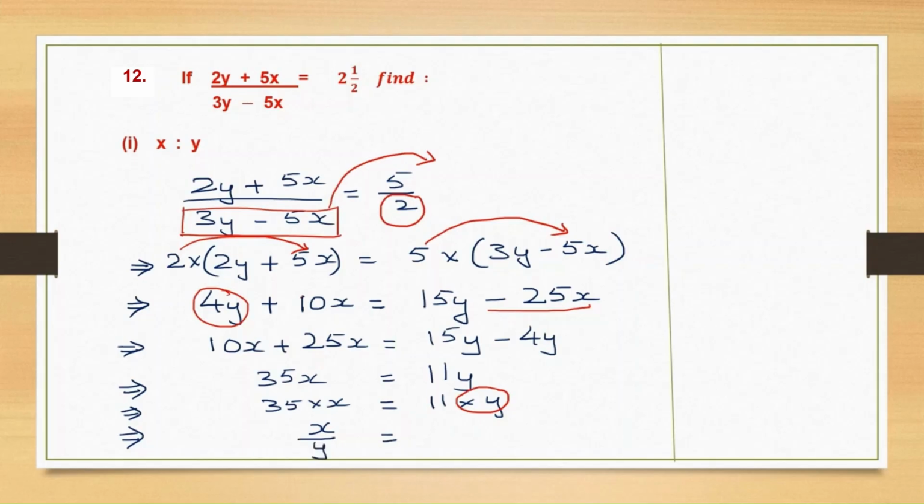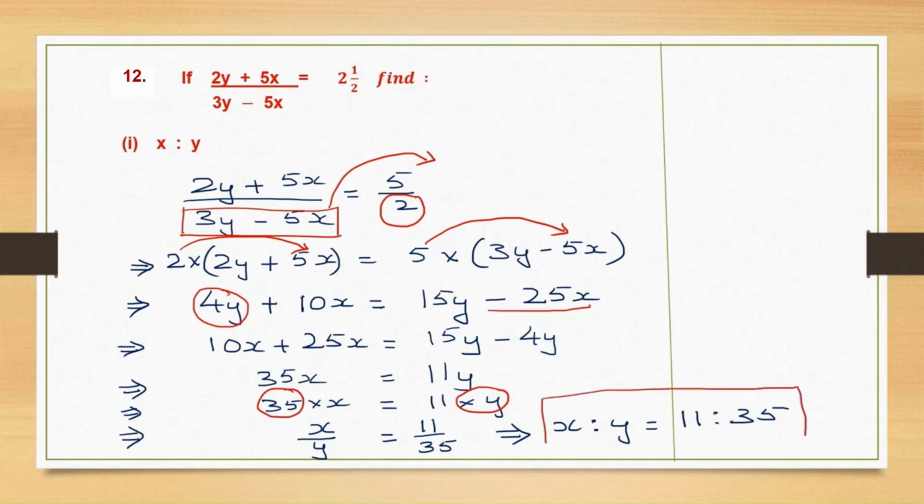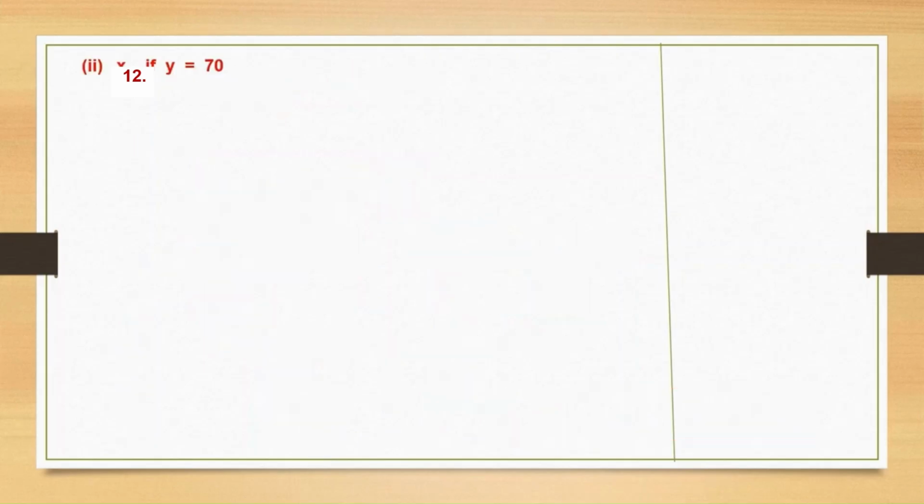Now here I have 11 and I need to transpose 35 to the other side, it becomes division. So 11 by 35. So now I can put this as a ratio. X is to y is equal to 11 is to 35. So this is my answer. X is to y is what I've been asked to find, and I found my answer to be 11 is to 35.